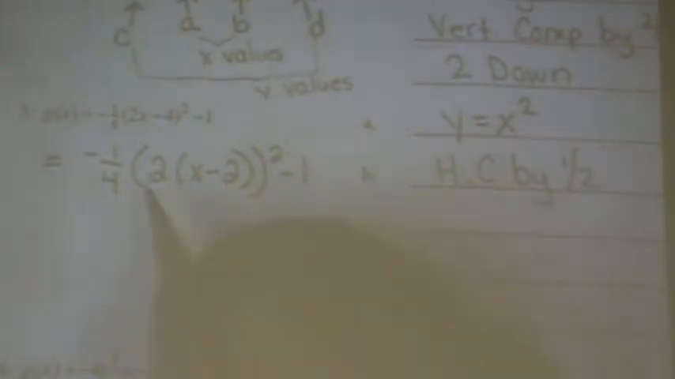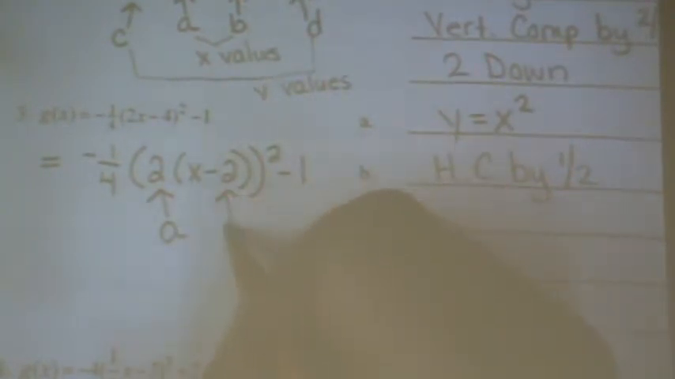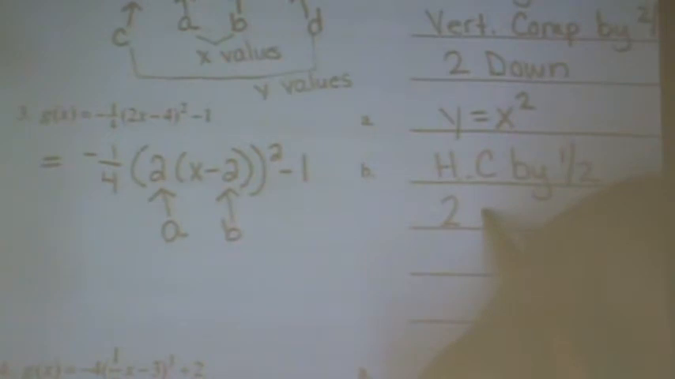Then what are you going to say? That's A. This is your A value, A first. Then what? 2 units right, good. Then what? What's this negative going to do? Reflect over x-axis. And what about the 1/4? Vertical compression by 1/4. And the last thing. Down 1.